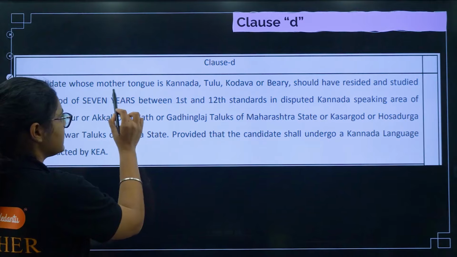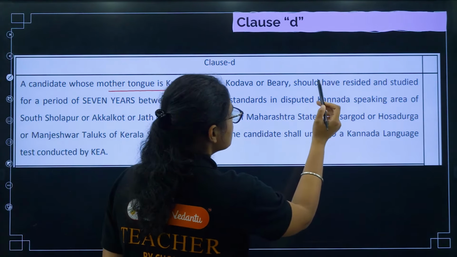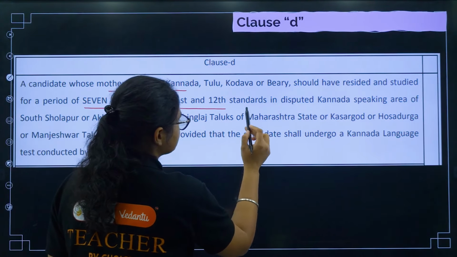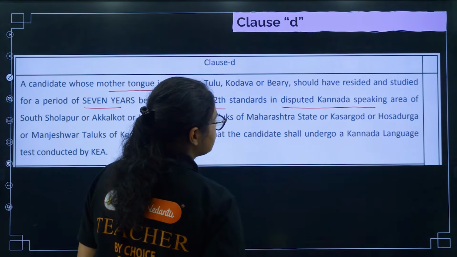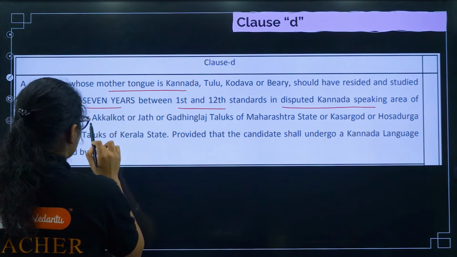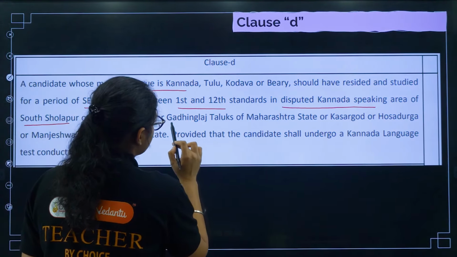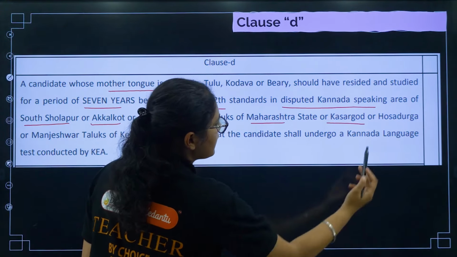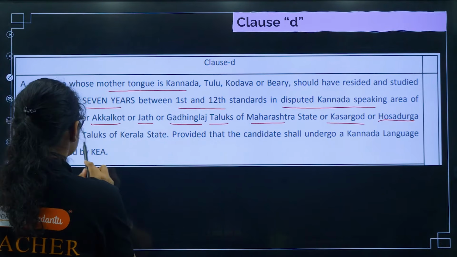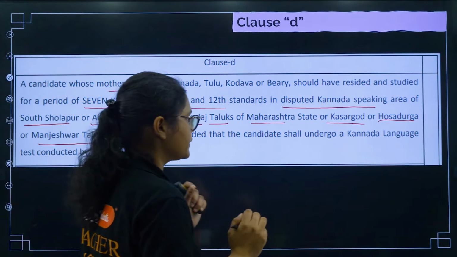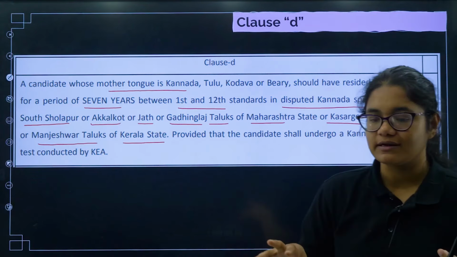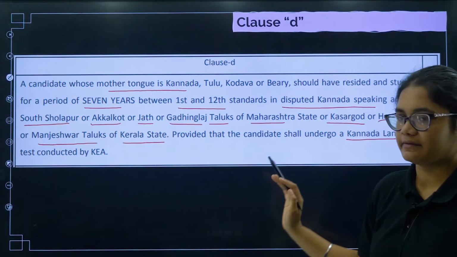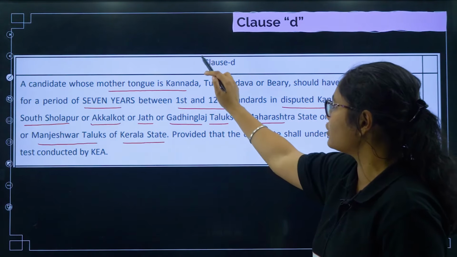Next, coming to clause D. The candidate whose mother tongue is Kannada, Tulu, Kodava or Beri should have resided and studied for a period of 7 years between 1st and 12th standard in the disputed Kannada speaking areas of South Solapur, Akalkot, Jat, Gadinglaj taluks of Maharashtra state, or Kasargod or Hosadurga or Manjeswar taluk of Kerala state. So if your mother tongue is Kannada but you are staying in these disputed areas, then you also have to write a Kannada language test, and then you come under clause number D.